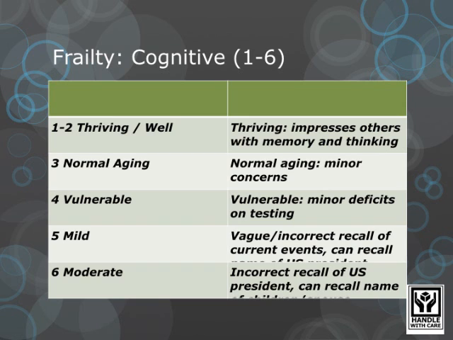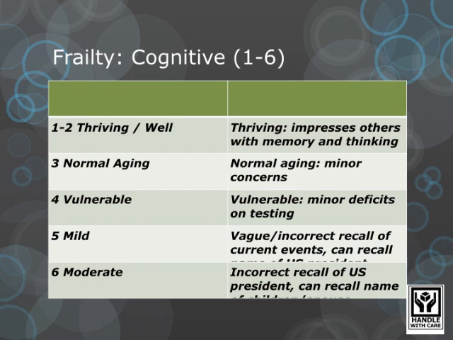for the people that are well, obviously they're doing great. They're impressing people with how they think and their memory. In normal aging, there are maybe some mild changes, but the person is, as we said, functioning okay. Vulnerable, when we do see them having some deficits on our testing. So maybe their MoCA is 24 out of 30, those kinds of things. Mild, they have an incorrect recall of current events, but they can name the US president.